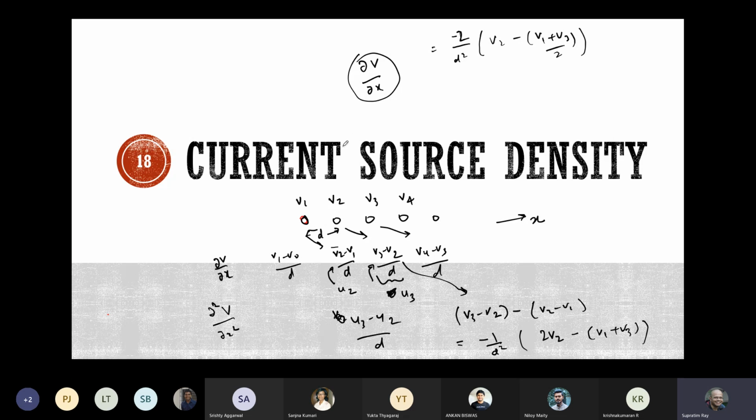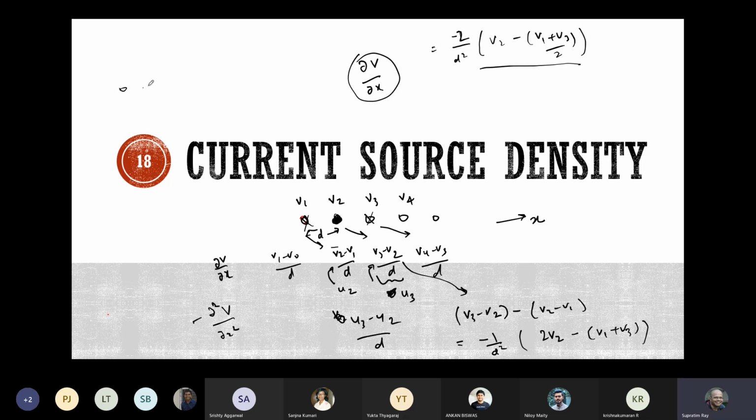Okay, so to get the double derivative along the x direction, all you have to do is whatever your voltage here is, you subtract the average of the neighbors. That's an estimate of the current source density. That's the estimate of the double derivative.